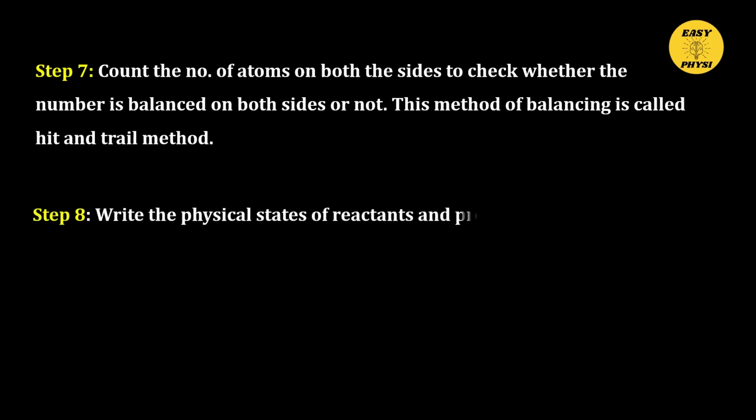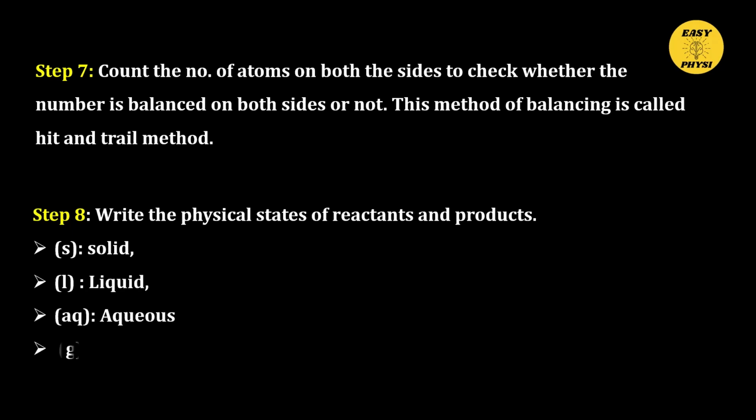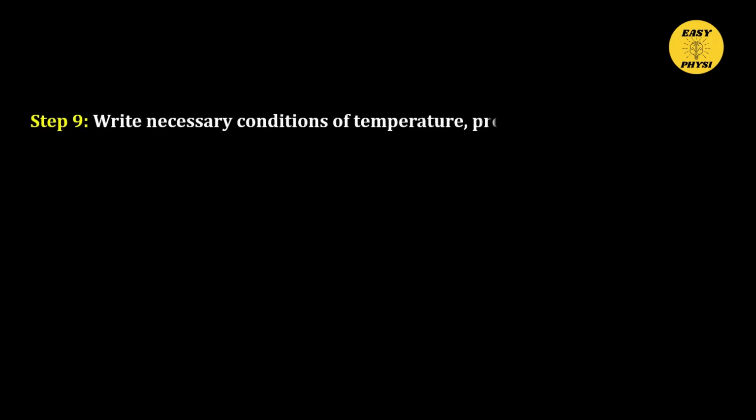Step 8: Write the physical states of reactants and products. S represents solid, L is liquid, AQ is aqueous, G is gas. Step 9: Write necessary conditions of temperature, pressure, or catalyst on the arrow, above or below.